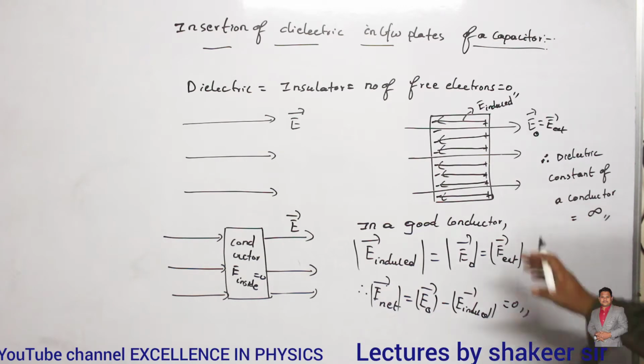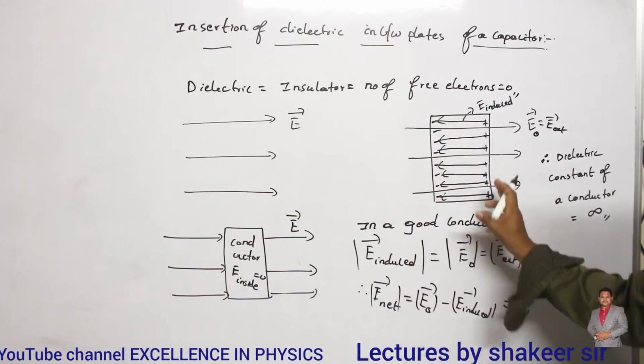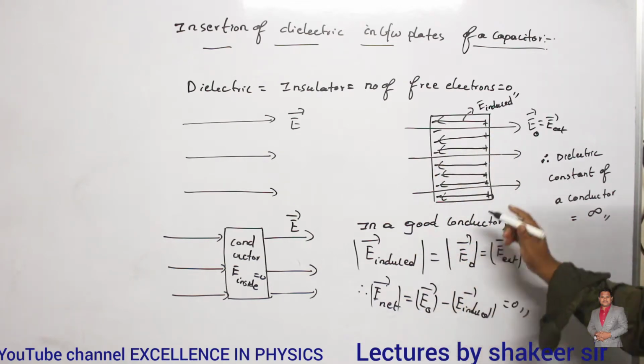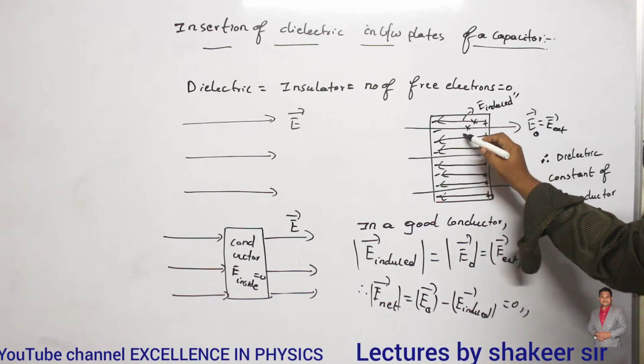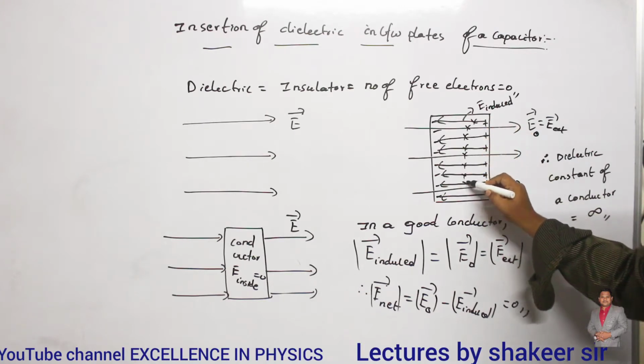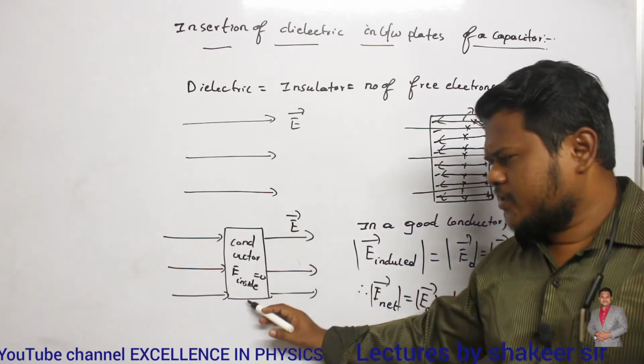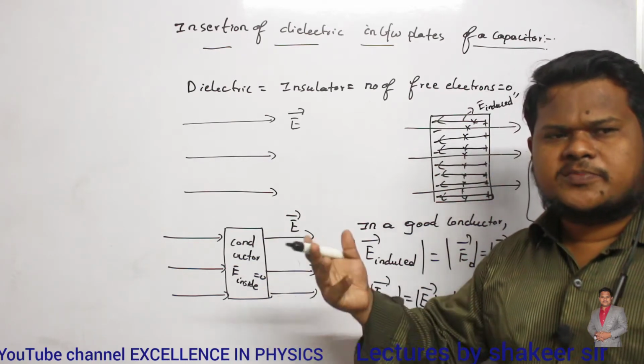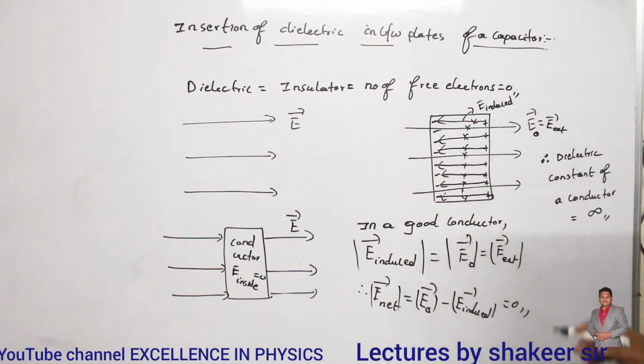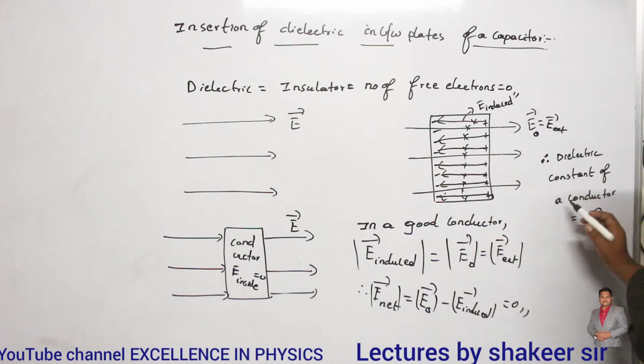Because of this, if a conductor is placed in a uniform electric field, all these electric fields get cancelled with each other. And what is the electric field inside the conductor? The electric field inside the conductor has become 0. Are you able to understand? So therefore I say the dielectric constant of a conductor is infinite.